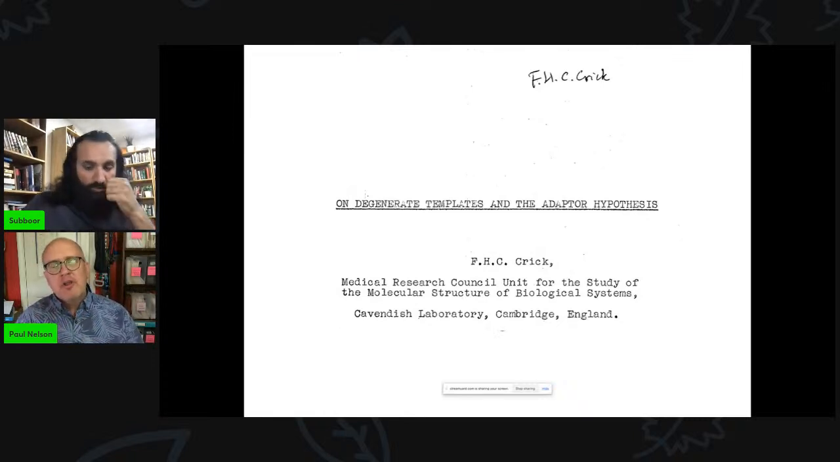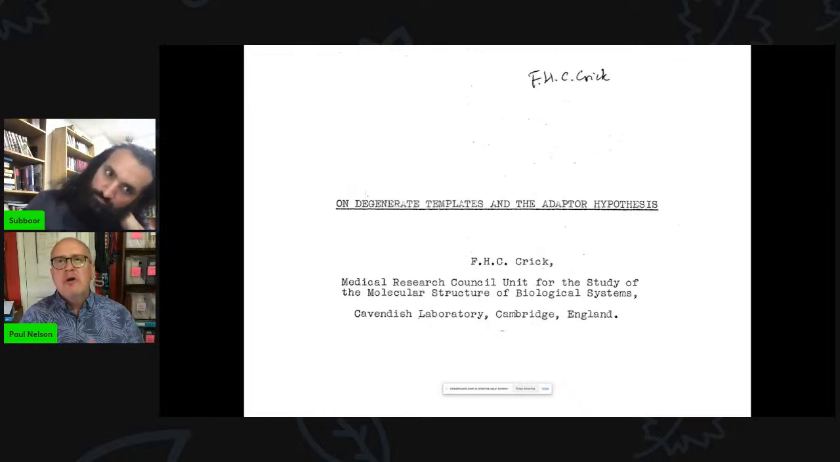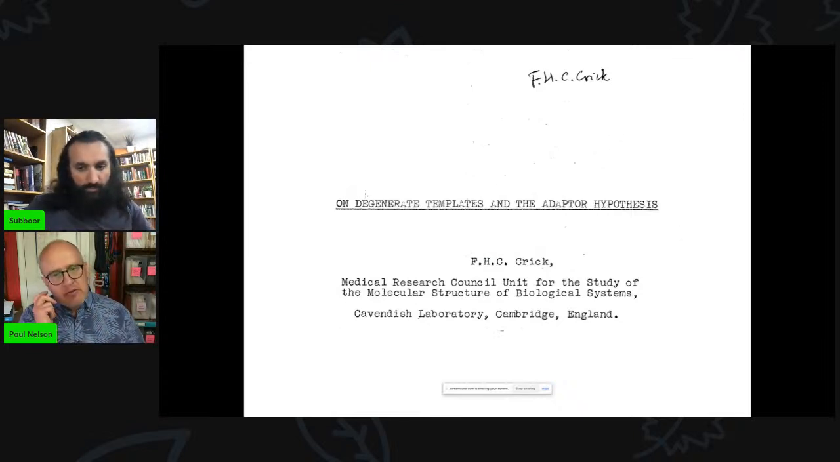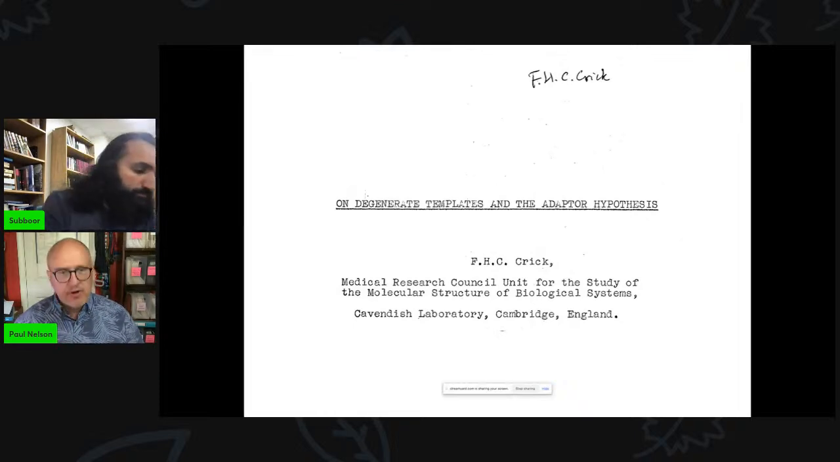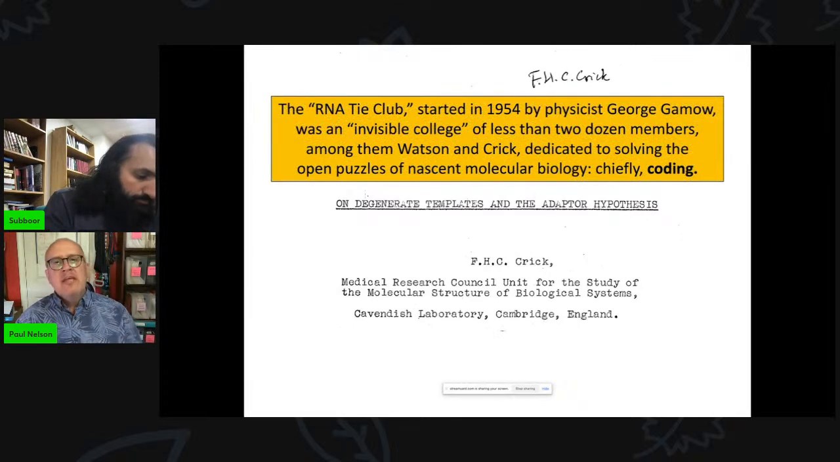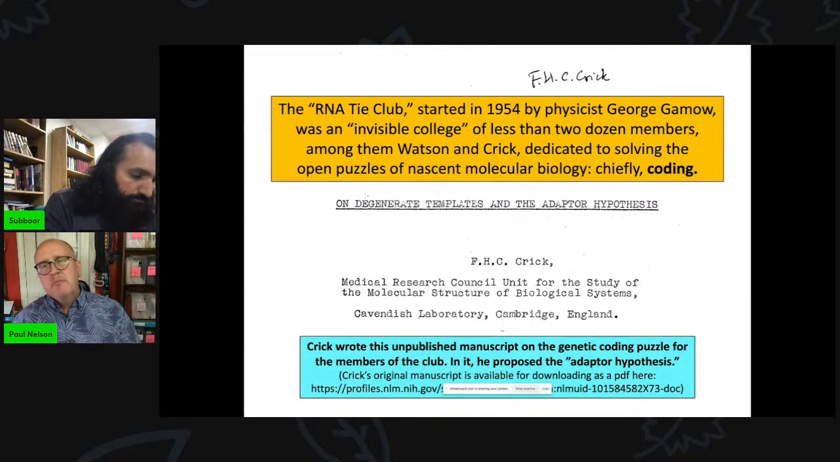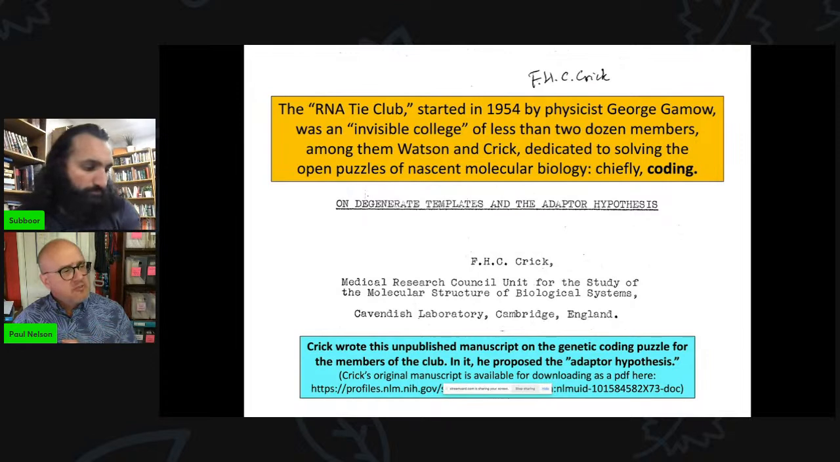And they were trying to solve the coding problem, the problem I just described of information transfer from nucleic acid to protein. And Crick contributed a manuscript. What you see is the actual cover sheet, never published. It was circulated to the members of the RNA Tie Club, including James Watson. You can get this online if you go to the archive of Crick's publications, and I highly recommend that you do that. It is just an inspiring, brilliant piece of biological reasoning.